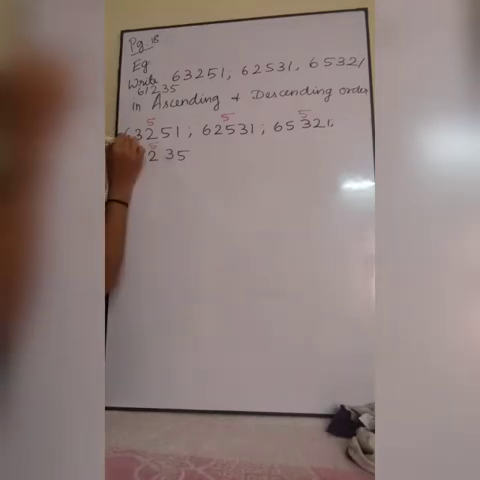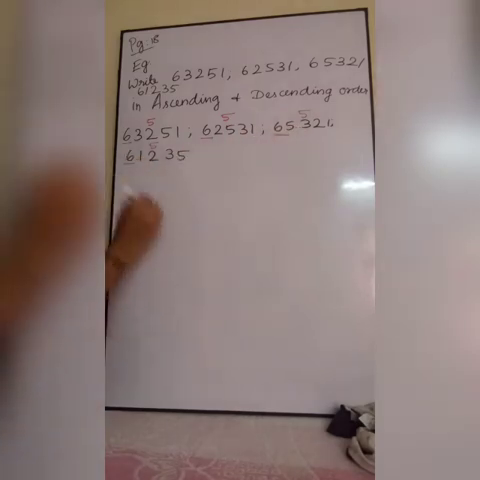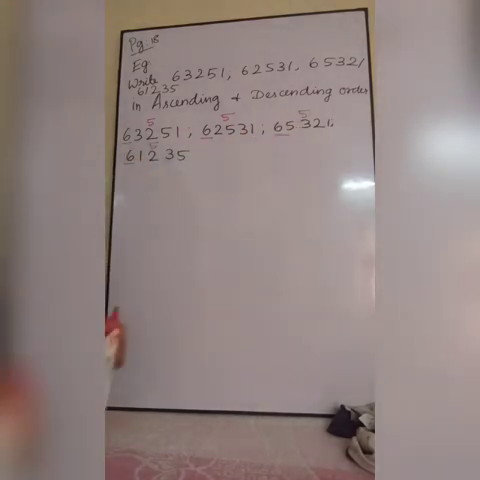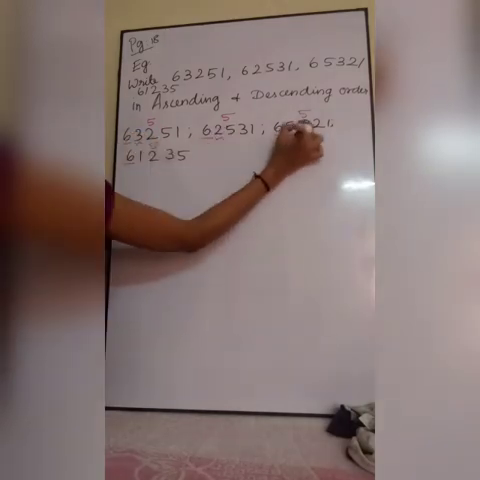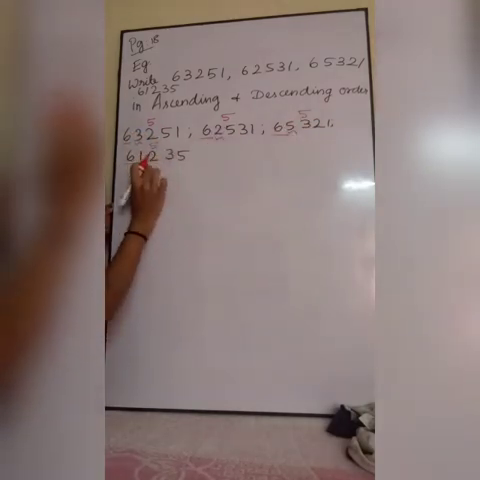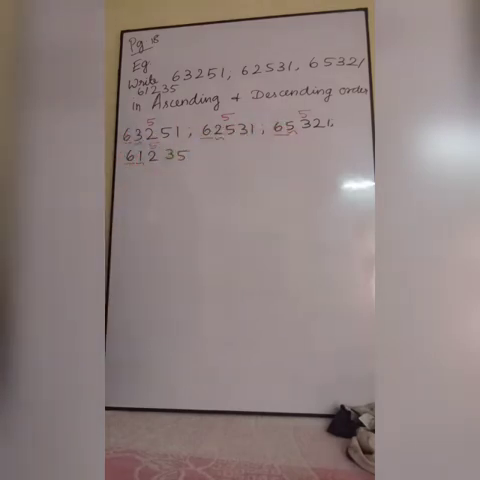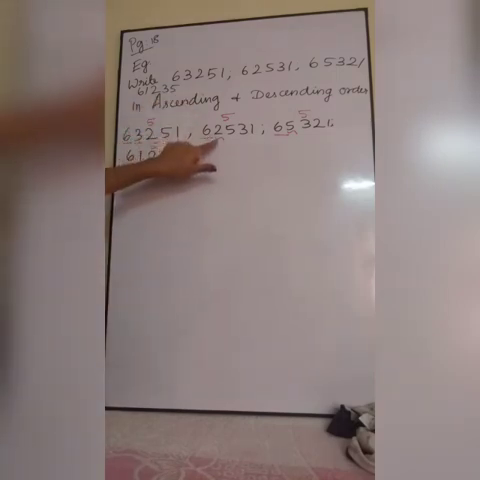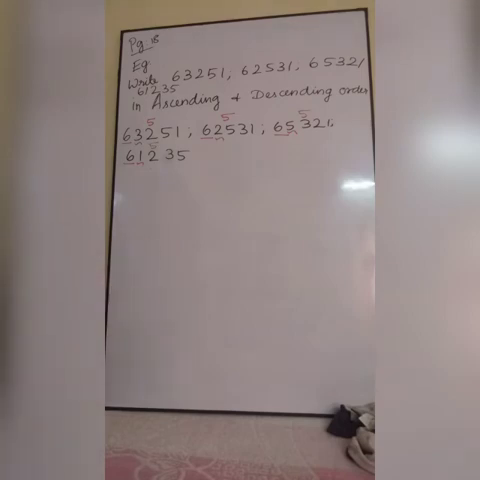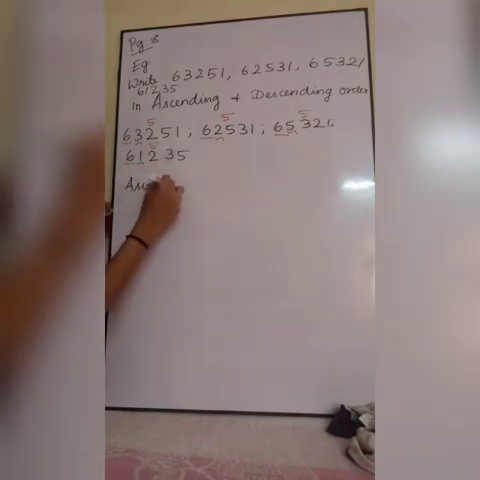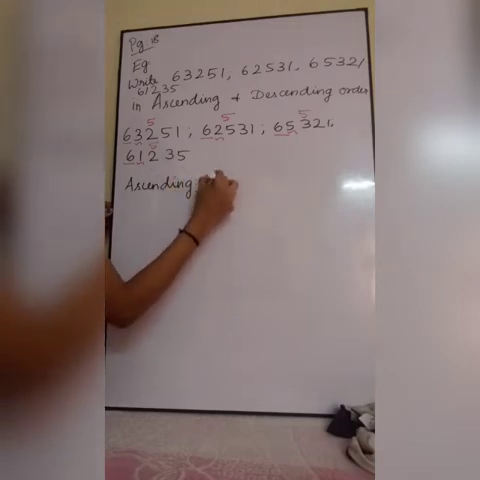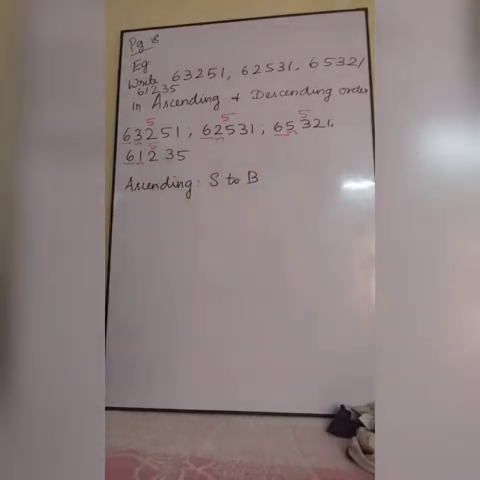So what is the first digit? 6, 6, 6, 6. So all are the same, right? Next 3, 2, 5, 1. All are different numbers. So first, what did I ask you to write? Ascending order. Ascending means what? Small to big. So in this 3, 2, 5, 1, which is the smallest? 1. So this number is the smallest number.